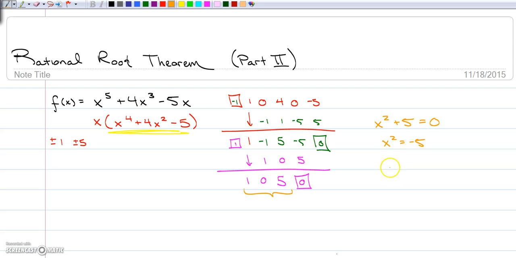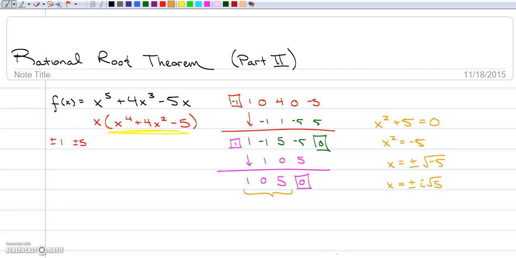Square rooting both sides, you get x equals positive or negative square root of negative 5. This is where your i's come back. X equals positive or negative i radical 5. Now let me throw this at you real quick. If I have a positive or a negative, that sounds like 2 answers to me. I also had 2 answers. One of them was 1, the other one was negative 1.